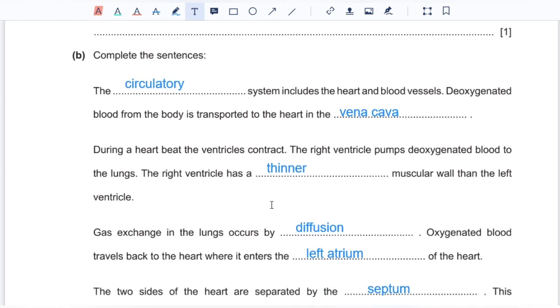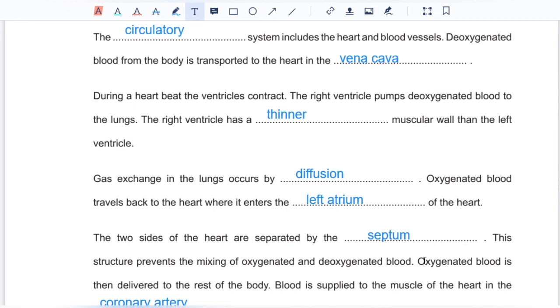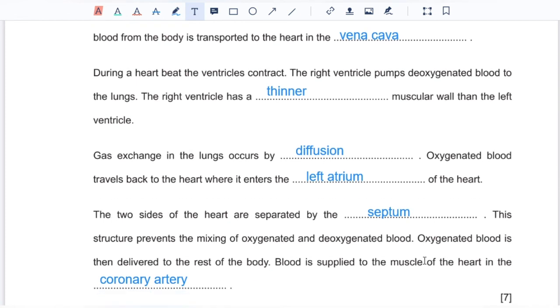Gas exchange in the lungs occurs by diffusion, as gases will diffuse from the blood capillaries into the alveoli and the other way around. Oxygenated blood travels back to the heart where it enters the left atrium of the heart. Two sides of the heart are separated by septum. This structure prevents the mixing of oxygenated and deoxygenated blood. Oxygenated blood is then delivered to the rest of the body. Blood is supplied to the muscle of the heart in the coronary artery. Now, this supply is to the muscle of the heart and not to any of the chambers like the atrium or the ventricles. So keep in mind that vessel is going to be coronary artery.